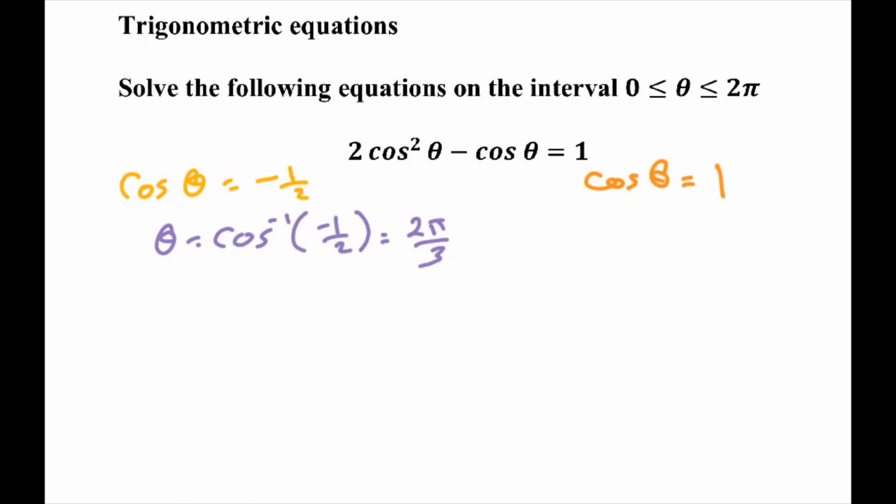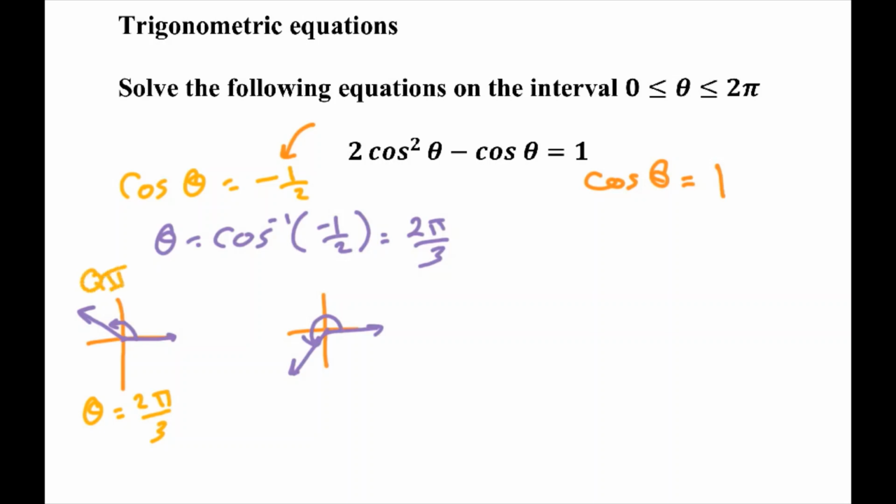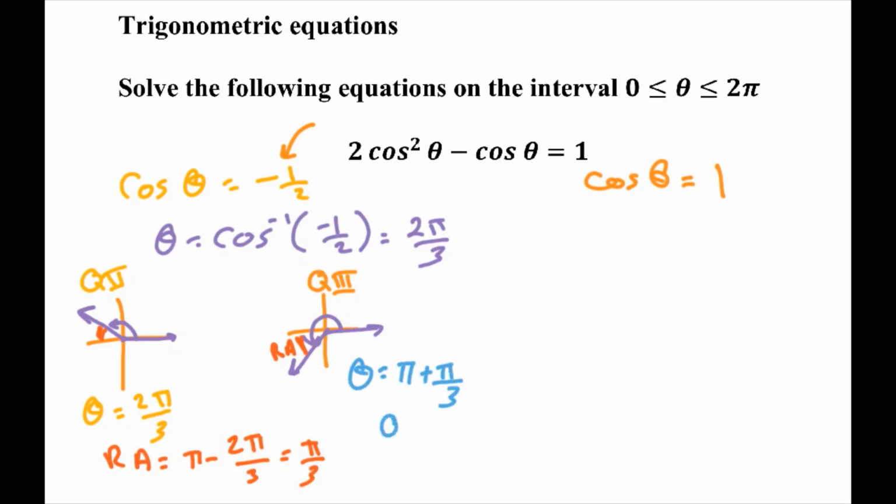Asking ourselves when cosine is negative, we're going to say, oh, cosine is negative in quadrants 2 and 3. So an angle in quadrant 2 basically is 2 pi over 3. That's an angle in quadrant 2. What about an angle in quadrant 3? Well, I need to know the reference angle here, and the reference angle will be the same as this one. So our reference angle is going to be pi minus 2 pi over 3, which is equal to pi over 3. Now by going here, theta will be equal to pi plus the reference angle, which is equal to 4 pi over 3.